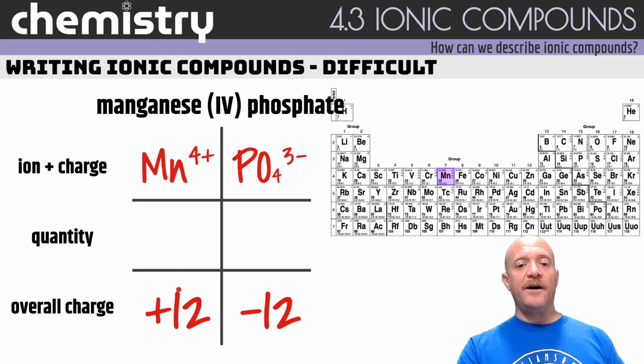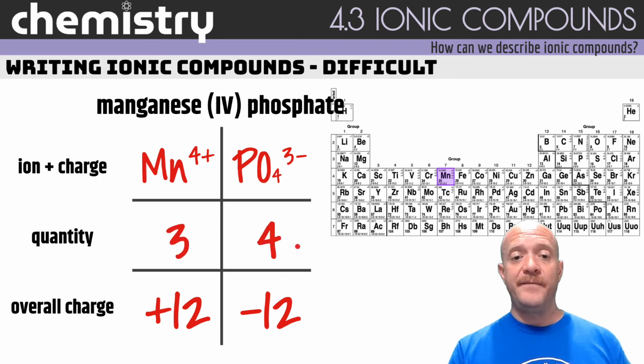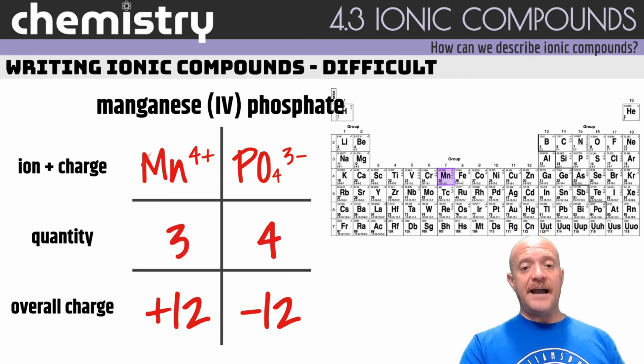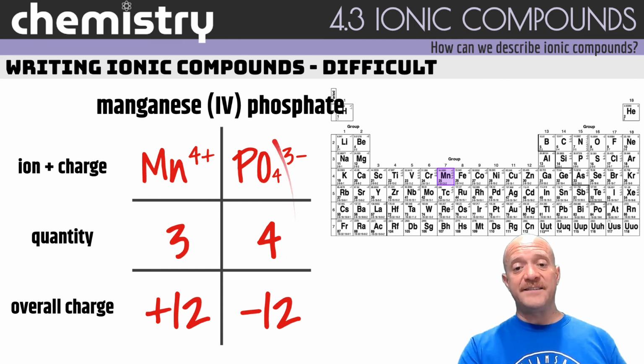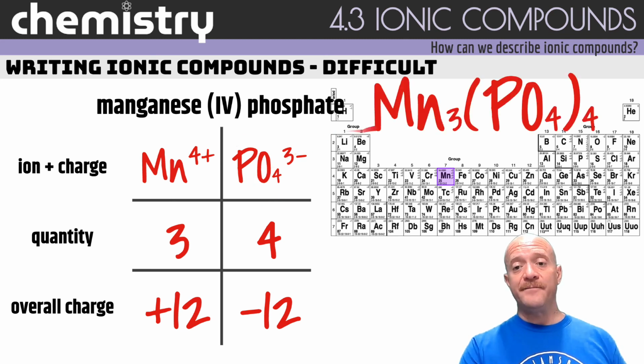Manganese goes into 12 3 times. Phosphate, or -3, goes into -12 4 times. Now, when I write this, I need to show that I have 3 manganese and 4 phosphates. So this is one of those situations where I'm going to need a parentheses. Mn3(PO4)4, with the 4 behind the parentheses.